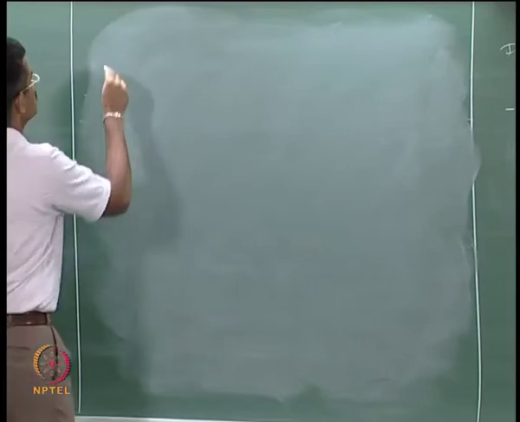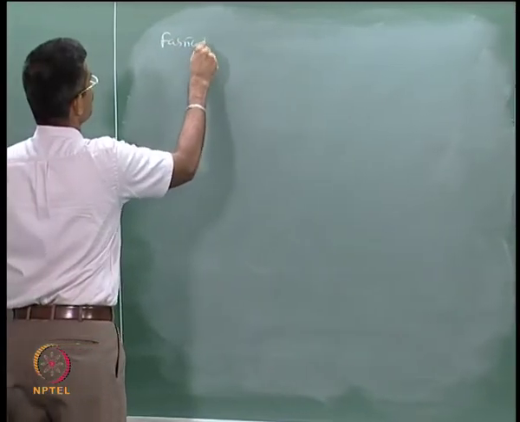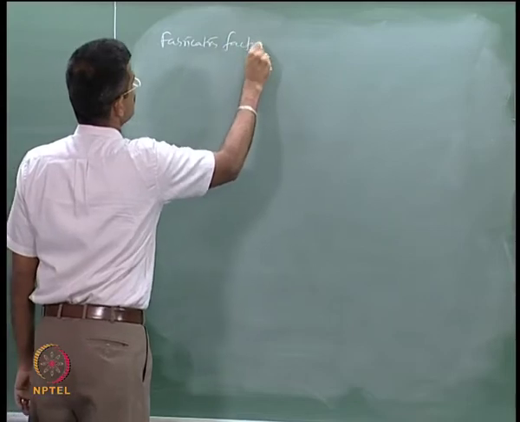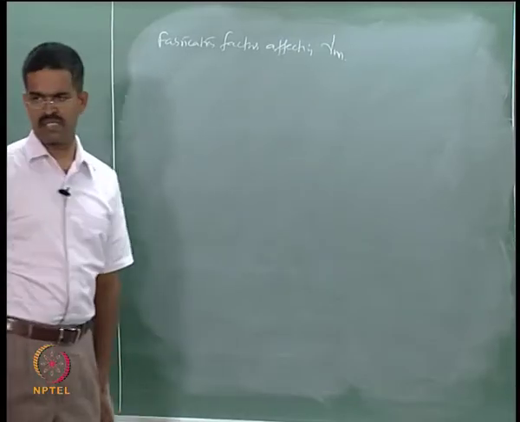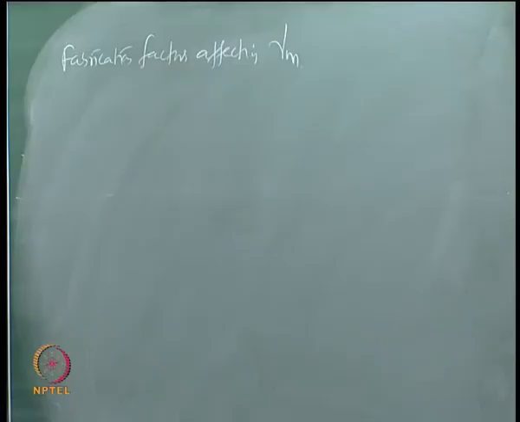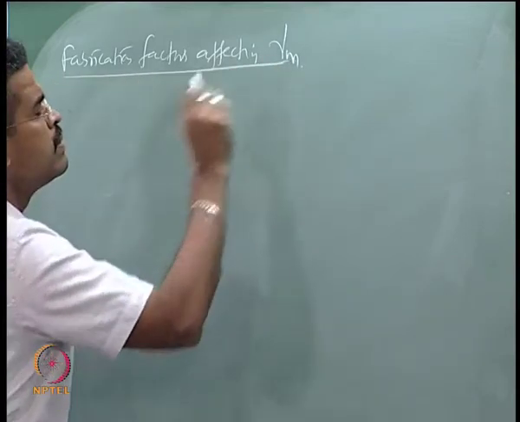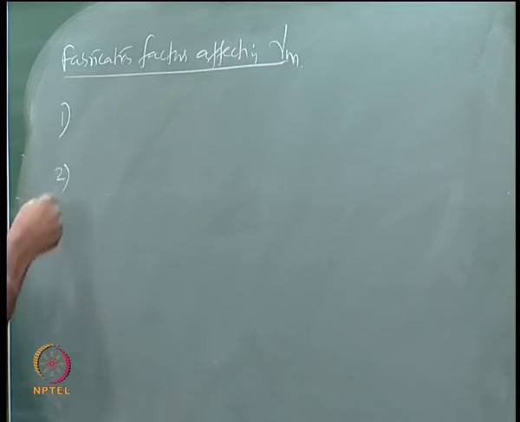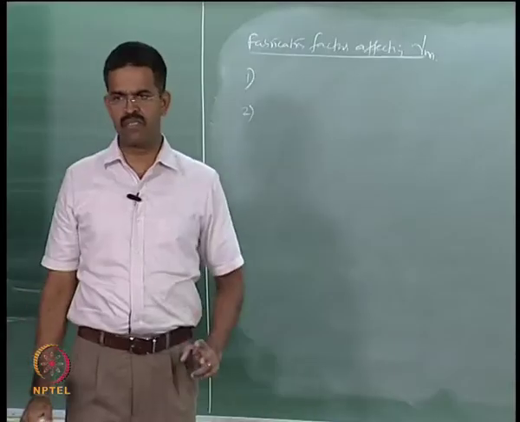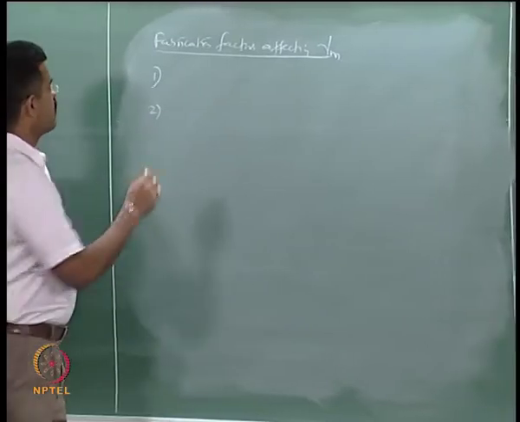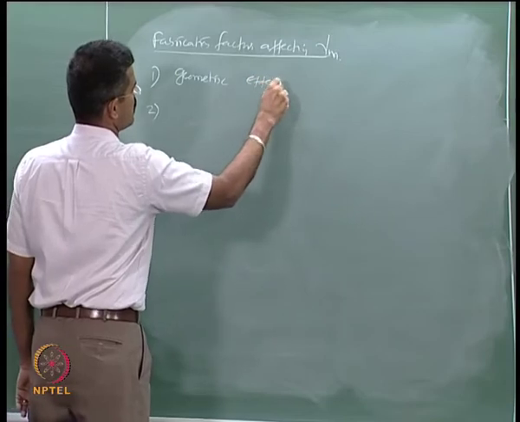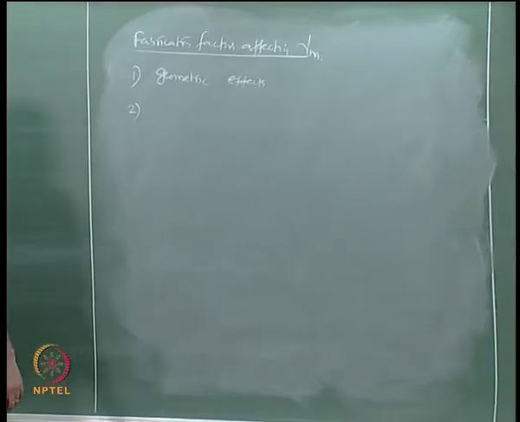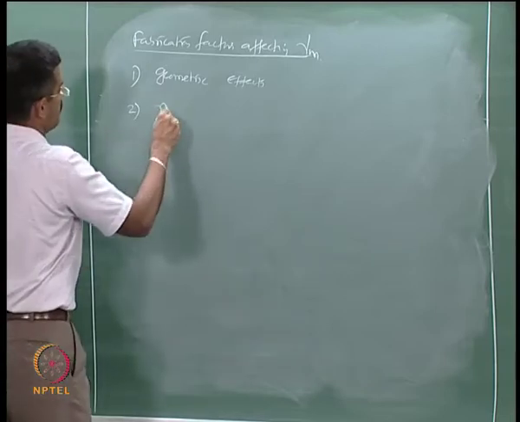So we are talking about the fabrication factors affecting gamma m, material strength actually. So there are globally two aspects which can be addressed under this heading. One is what we call geometric effects. The other is what we call mechanical effects.